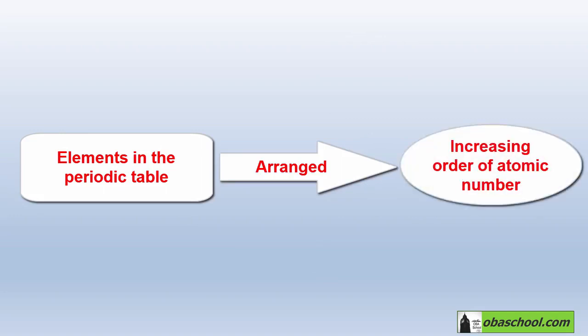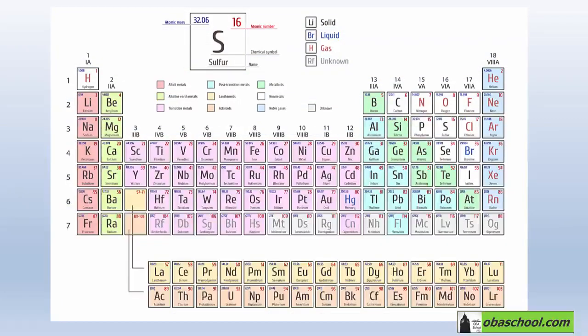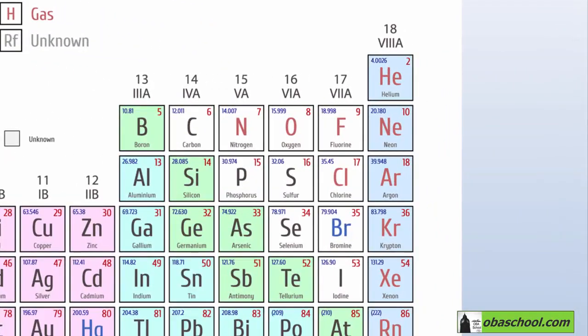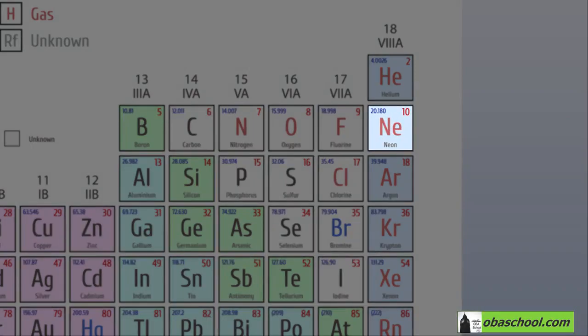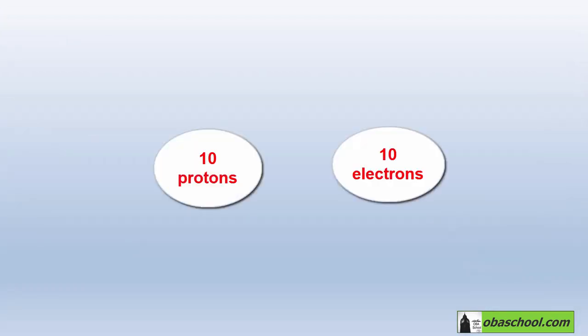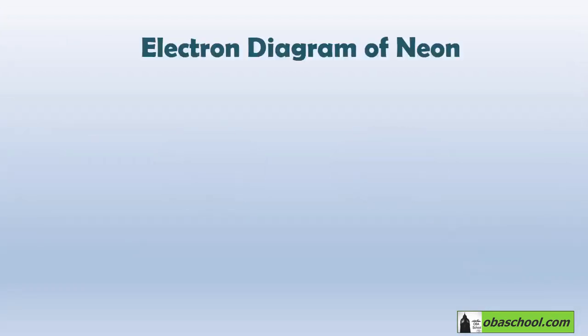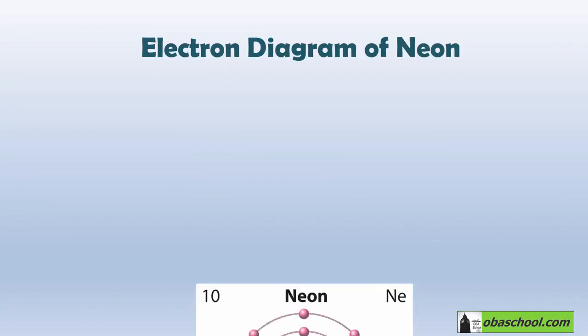And because elements in the periodic table are arranged in increasing atomic number, then you will start counting and you will find that the element which has an atomic number of 10 is neon. So neon has 10 protons and 10 electrons. Let's draw the electron diagram of neon.